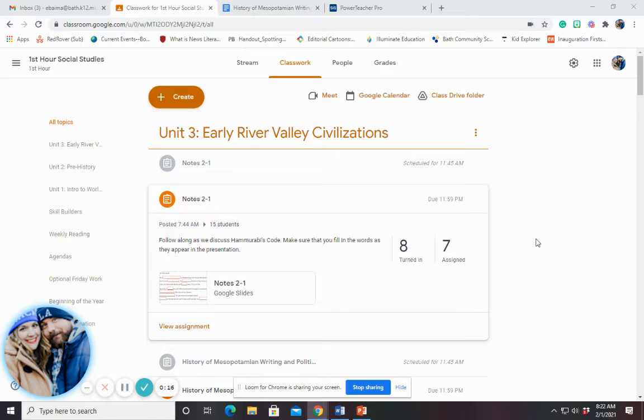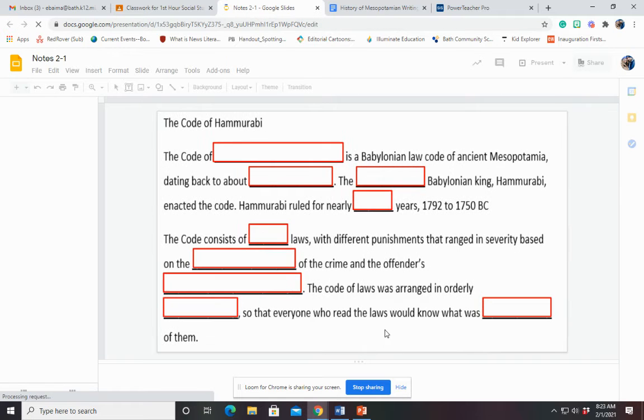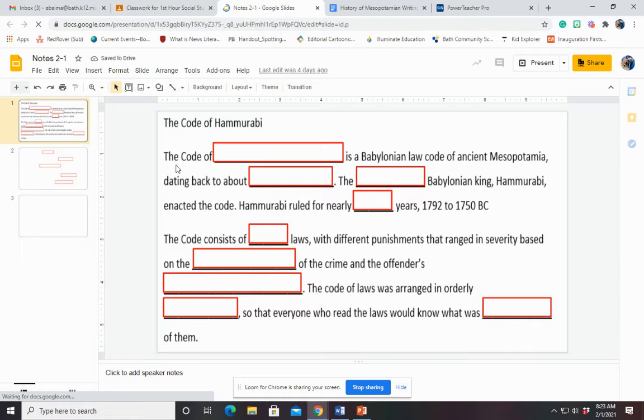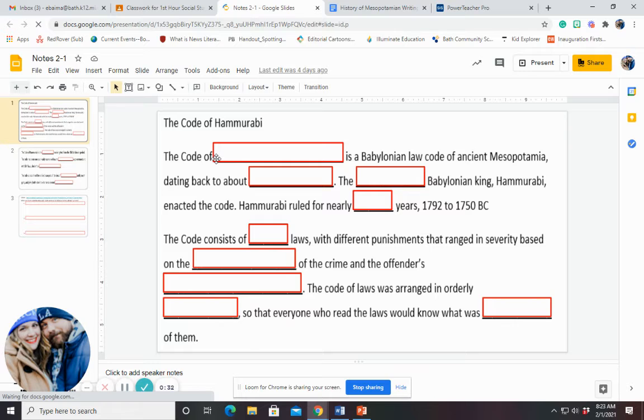You can find these notes as per usual underneath the classwork tab on the Google Classroom. They are labeled Notes 2-1. You can open them up, and you will see that they are traditional notes with your red text boxes for you to click and then fill in.